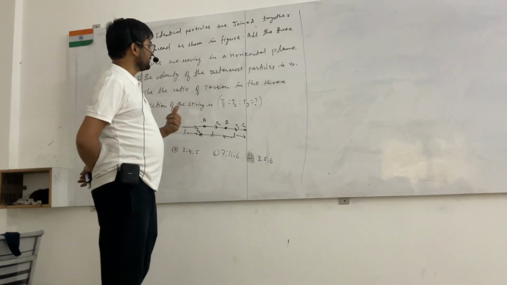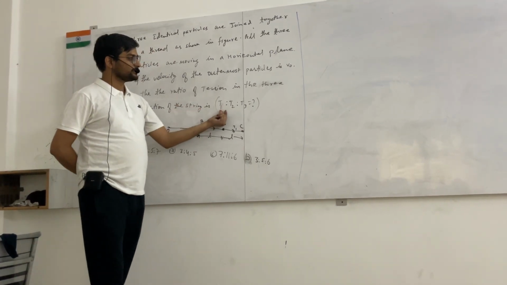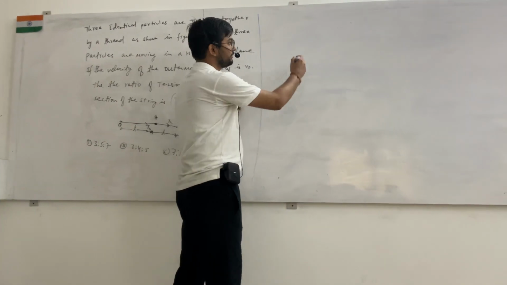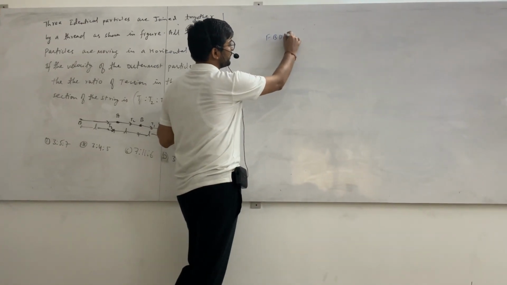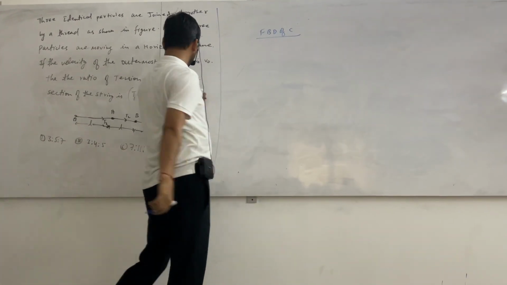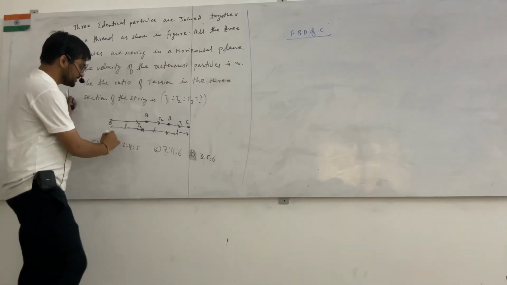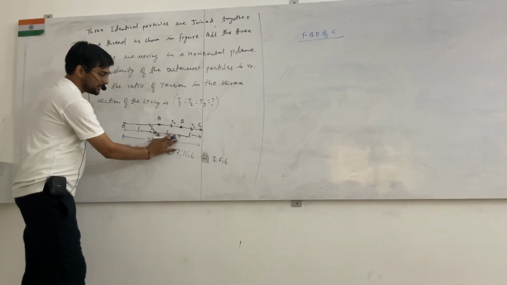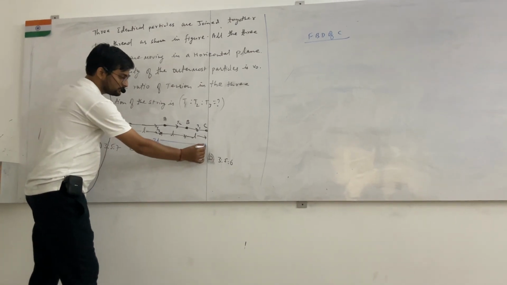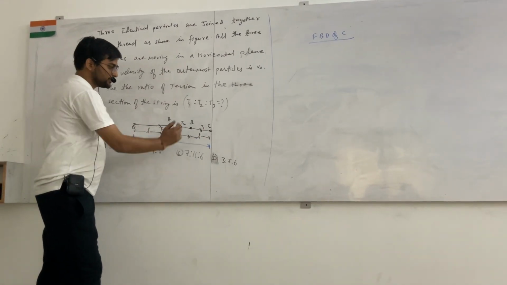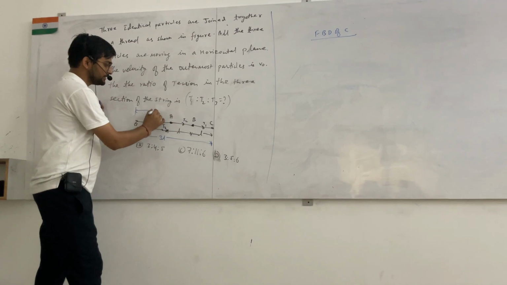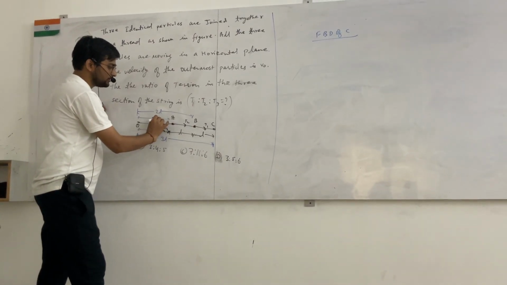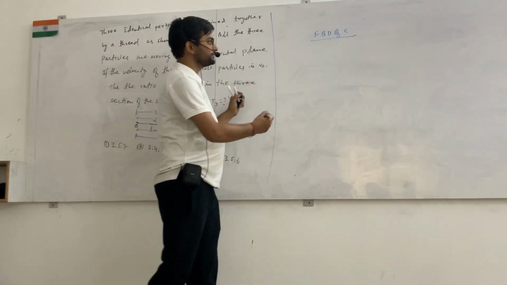So if we draw the free body diagram, then we can easily find the tensions T1, T2 and T3 in this question. Firstly we draw the FBD of C. We take the distance from the center, that is 3L, because this is L and this is L. From the center, the distance of C is 3L, the distance of B is 2L, and the distance of A is L only. So accordingly, we take it here.